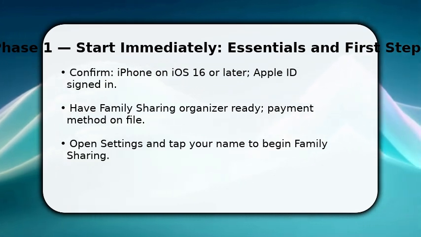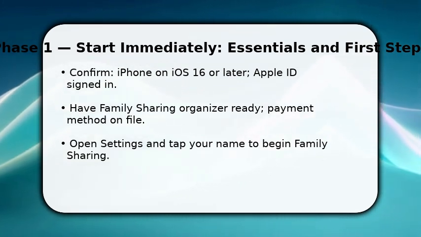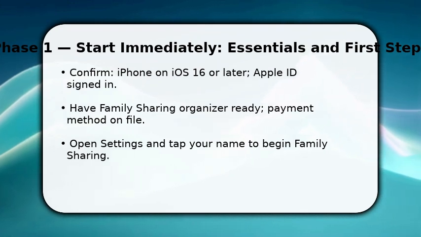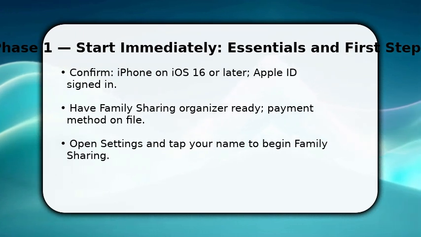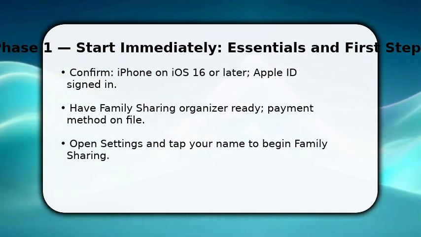Once done, open Settings and tap your name, then select Family Sharing. This first step creates the group and links accounts. Make sure the organizer's payment method is valid, otherwise purchases won't route correctly.